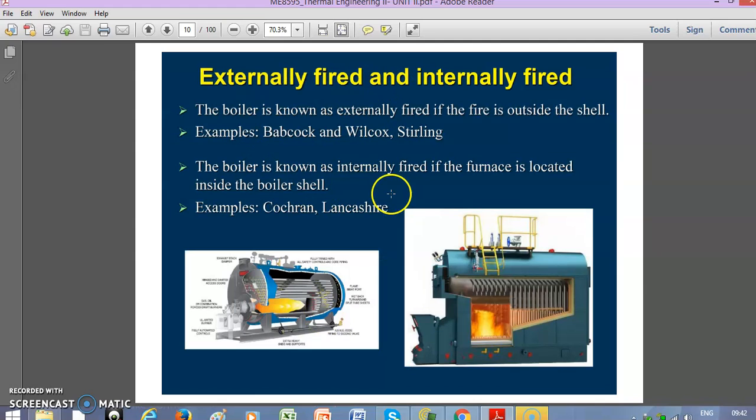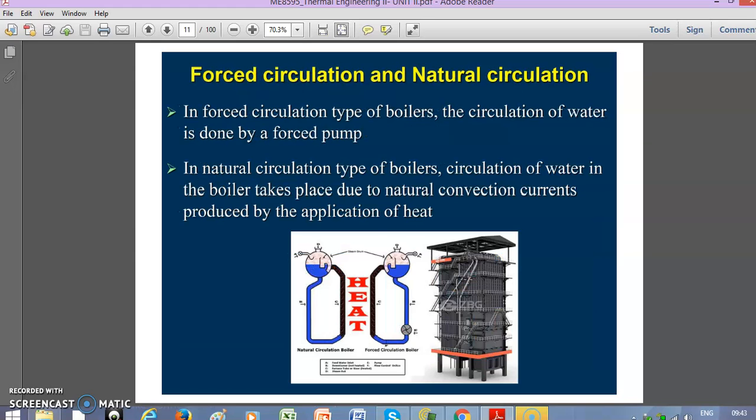So, externally fired and internally fired. Here the fire is happening inside the boiler, so it is internally fired. Here it is happening externally, and the flue gas is allowed into the various sections of the boiler. This is called an externally fired boiler. And forced circulation and natural circulation. When we use a pump for circulation of water and steam, it is called forced circulation. So this is forced circulation. We have a pump for this.